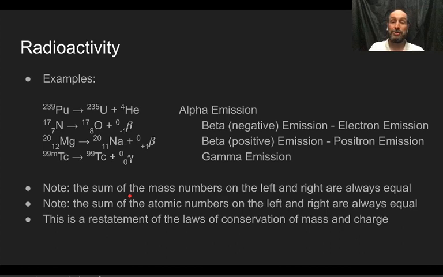Notice the sum of the mass numbers on the left and the right are always equal. And we can check that here. 239 plutonium, 235 plus 4, 239. 17, 17, and 0. Still works. The sum of the atomic numbers also always equal. So for plutonium, I haven't written it here, but plutonium is element number 94, uranium is 92, and helium is 2, and 2 and 92 is 94. 7, 8, and negative 1, it works here too. Both of these are just restatements of the law of conservation of mass and the law of conservation of charge, which state that the mass and the charge cannot be created or destroyed.